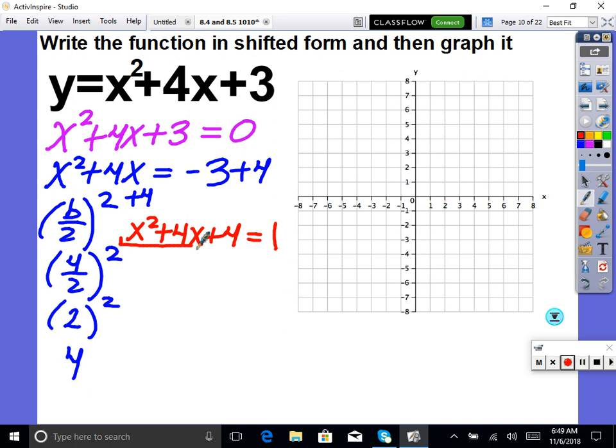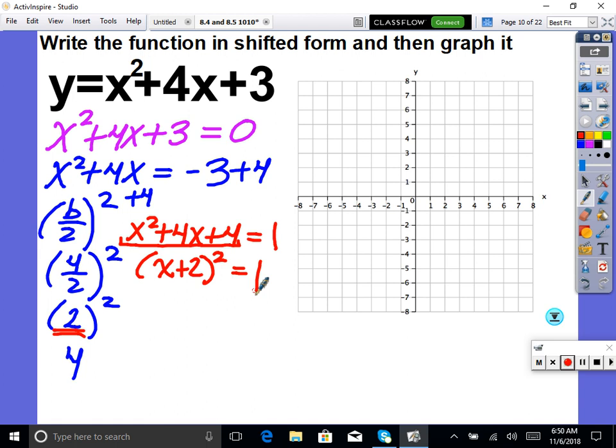Now from there, you factor this side. We could use our trick. Isn't this positive 2? Before we squared it. So it will factor to be (x plus 2) squared equals 1. Now from there, we need to get it back into y equals form. So bring 1 back over now.